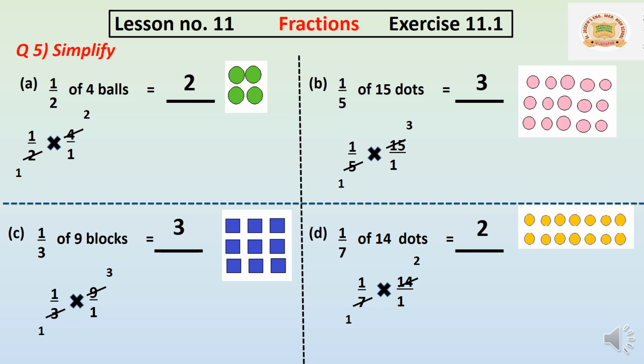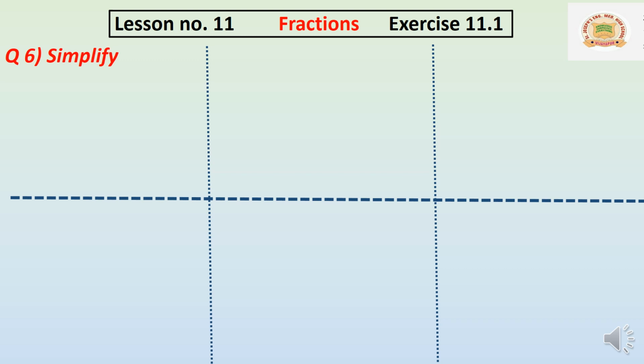This is question number 5, children. Since we know the tables, we can divide and make it. That's why the fraction bar is called the division bar. I told you before in the lesson that we can directly divide with the same table. Let us do the next question. Question number 6.